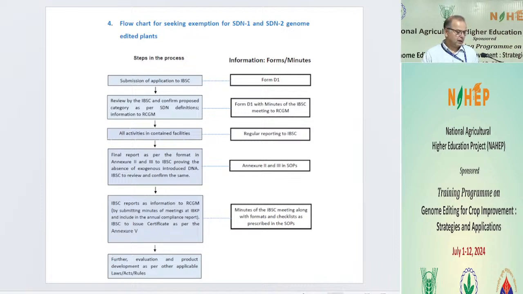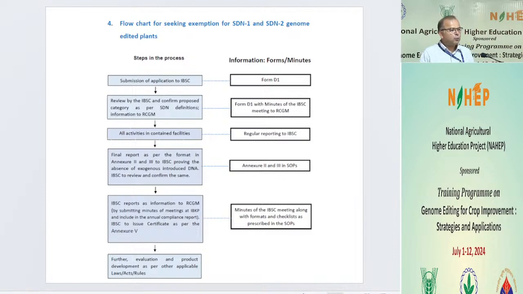IBSC reports as information to RCGM by submitting minutes of the meeting through the portal system IBKP. Through this portal, IBSC will keep updating the RCGM on what is happening and what is the development, and then further evaluation and product development as per other applications. So once you are given the exemption, then you enter into the protocol which is followed for release of any variety, even if it is bred traditionally.